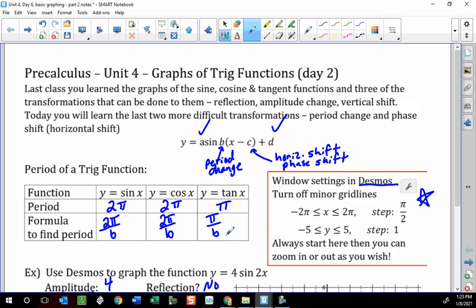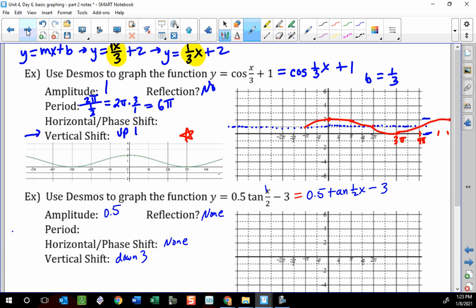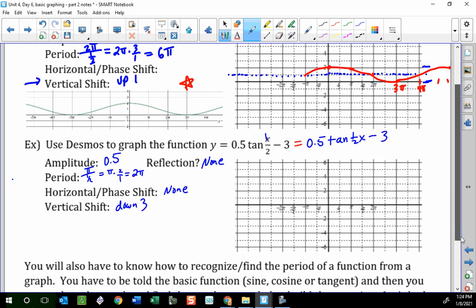If I have a tangent graph and the period is going to change, I take pi and divide it by the b value. So in this case, I take pi and I divide it by 1/2 because that's my b value. So that would turn into pi times 2 over 1, so that turns into 2 pi. So actually it turns into the period of sine and cosine. All right, so that's all you're going to have to do on your own. The rest of it you're going to get from Desmos.